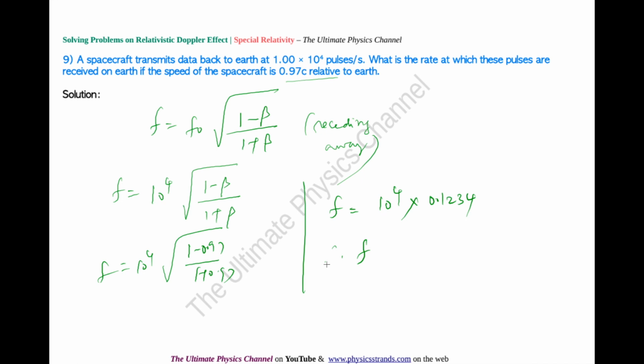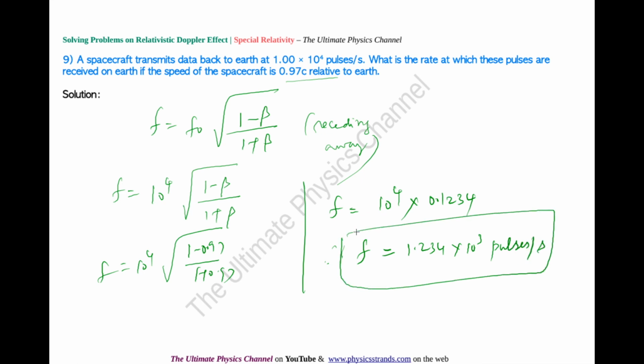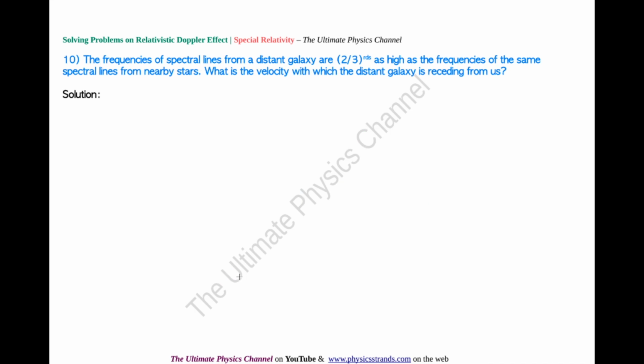Therefore, the frequency in this case is 1.234 if you want, times 10 power 3 hertz or pulses per second. Right. So that is reducing to a lower value because the spacecraft is receding from Earth, right? Yeah. So let's move on to the next one.